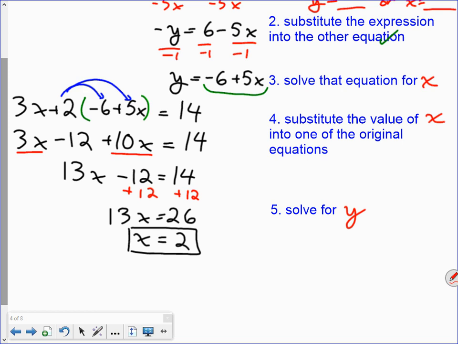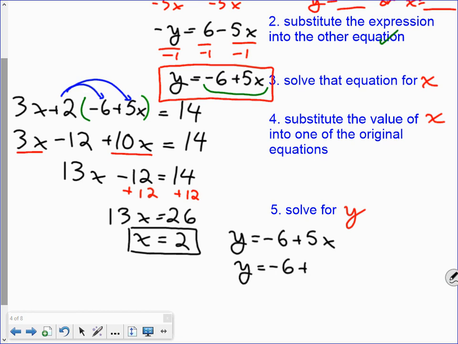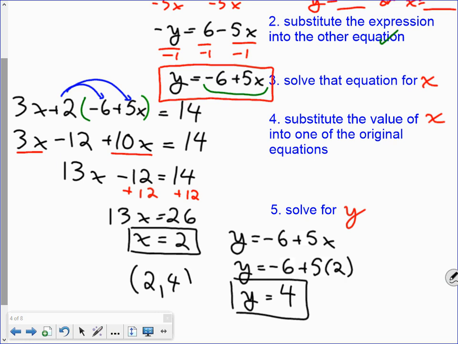So we can go back to this equation right here. Y equals negative 6 plus 5x. So if y is equal to negative 6 plus 5x, let's sub in our value for x. Y equals negative 6 plus 5 times 2. Okay, and we can evaluate this. Y is going to be negative 6 plus 10. Y is going to be equal to 4. And so there's our solution: 2, 4, or x equals 2, y equals 4.